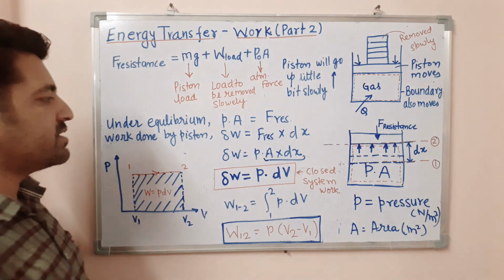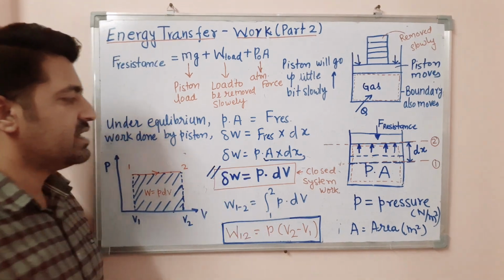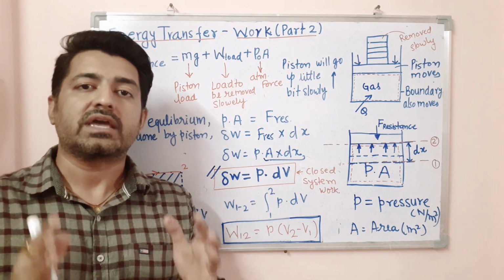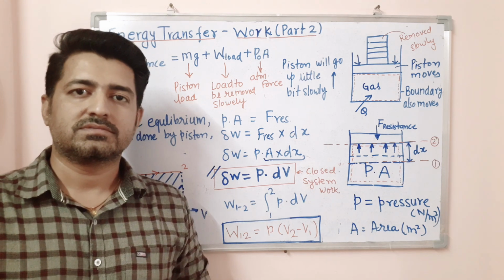So majorly you have to remember this equation, that is del W equals P dV, which is the closed system work equation. Thank you.